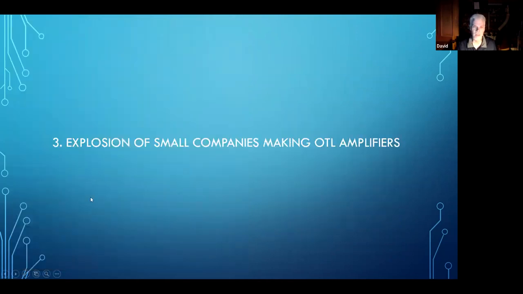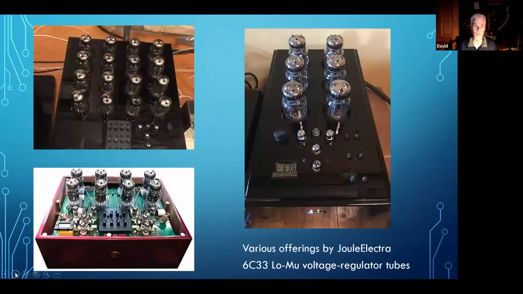As a result of his getting everything going, there was an explosion of small companies making the OTL amplifiers after Harvey got out of that. I'll just go through with a slideshow of eye candy, some of the different companies that I found that were making interesting looking stuff. Jewel Electra, they used a 6C33 low mu voltage regulator tubes from Russia. A lot of companies use that tube.